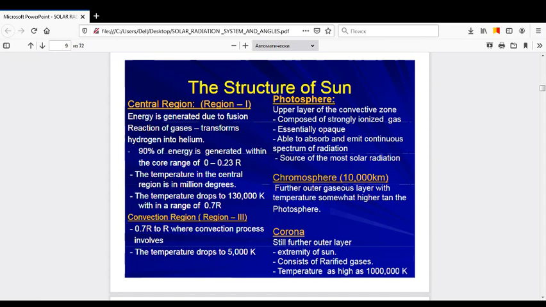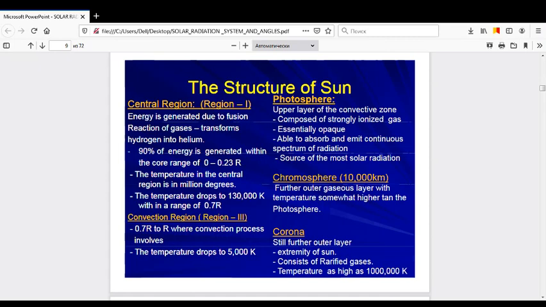Convection region, that is 0.7 R to R, where the convection process is involved, the temperature drops to 5000 Kelvin. The photosphere, the upper layer of the convective zone, is composed of strongly ionized gases, able to absorb and emit a continuous spectrum of radiation, the source of most solar radiation.